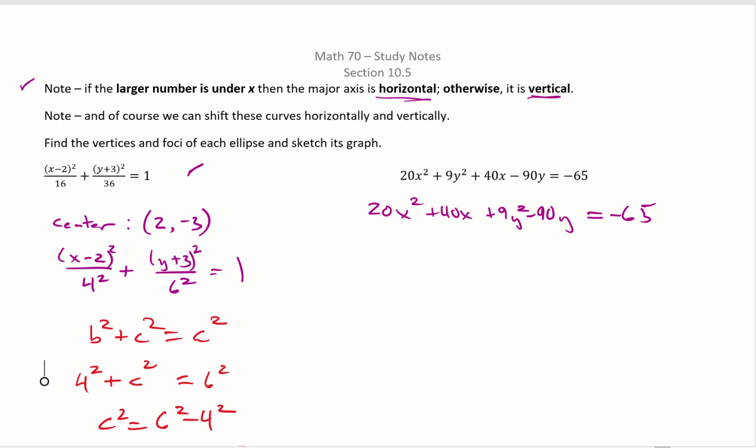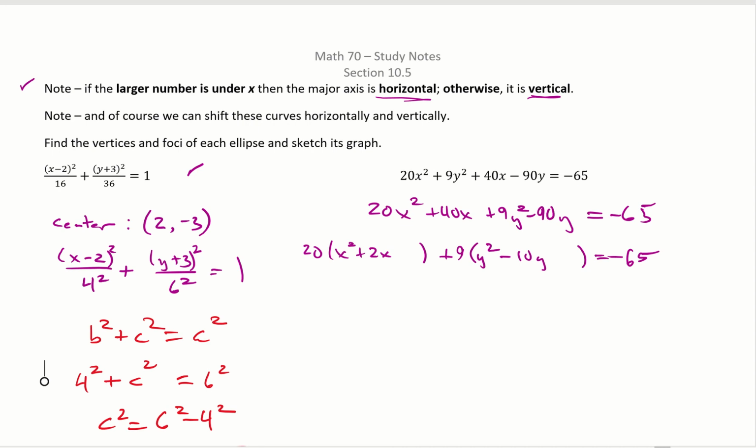And we go about completing the square. To do that, what we have to do in our case is factor out a 20 from the x's. So we'll go x squared plus 2x, and we'll complete the square there in a moment. And we do the same thing for the y's. We're going to take out the 9, and we're left with y squared minus what? 10y, is equal to negative 65.